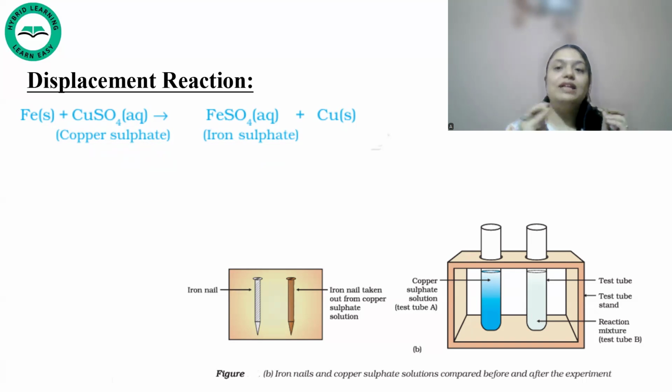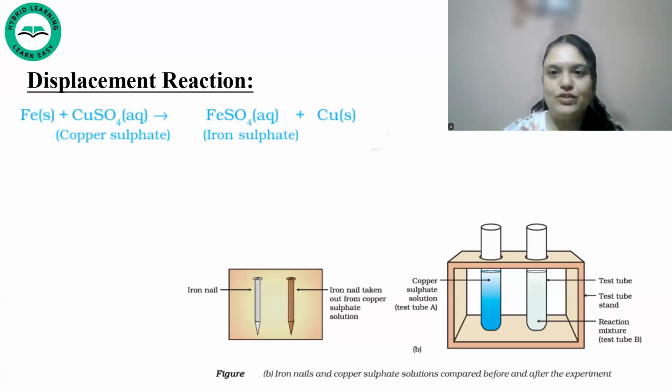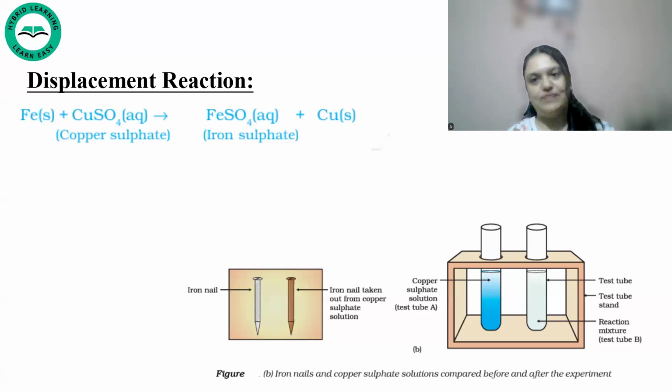This is a very particular and important type of displacement reaction in which we can see that here iron has displaced copper from its copper sulfate solution, forming iron sulfate and copper. So technically, a displacement reaction is that reaction in which a highly reactive element is going to displace a less reactive element from its conjugative solution.